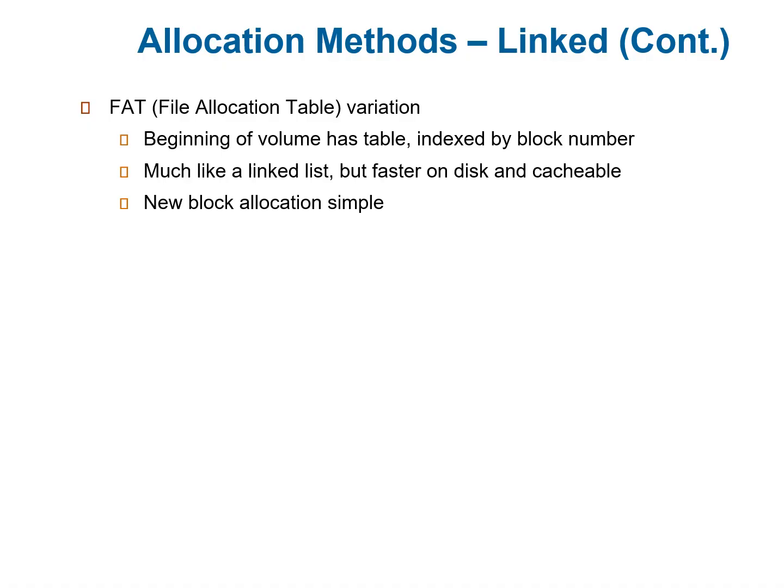So this is one type of allocation method, FAT, the file allocation table, which is used in Microsoft Windows. We have FAT32 and nowadays we have FAT64, all those models are there. So the beginning of the volume has a table indexed by block number, much like a linked list but faster on disk and cacheable.